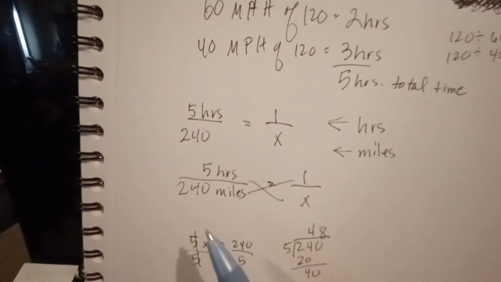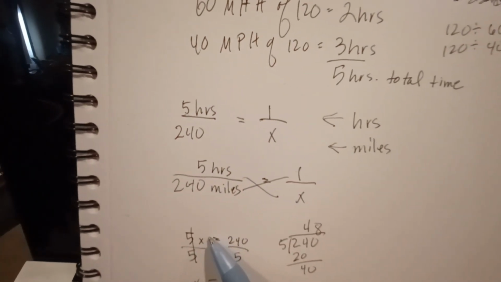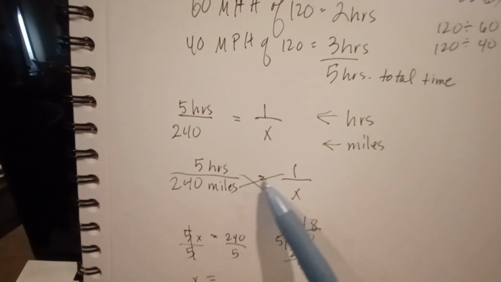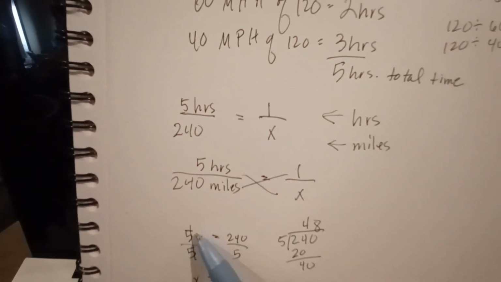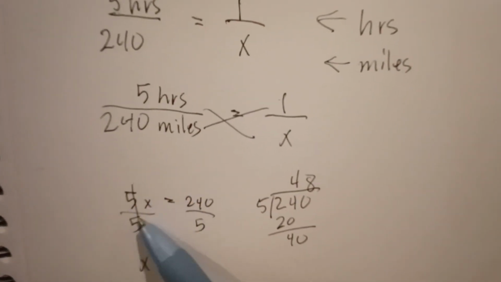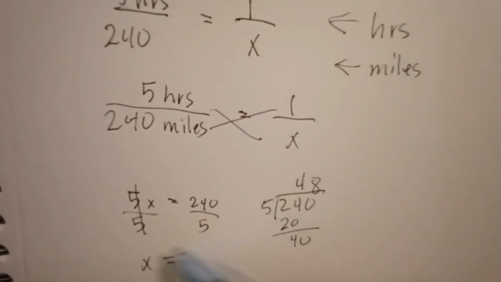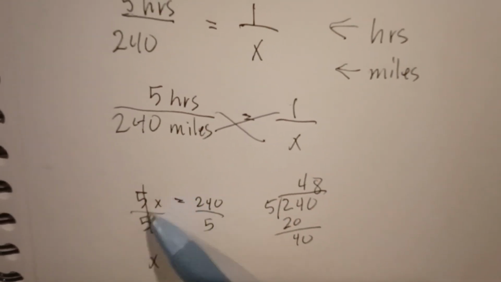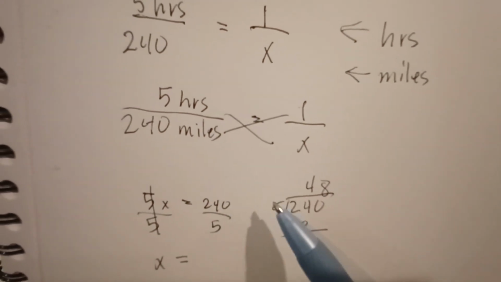First thing I did was I got 5x, which I wrote right here, equals, cross multiply again, 240, right? So I divide both sides by 5 because I want to get rid of the 5 and isolate the x. Once I do that, I say x equals, then I go to find out what is 240 divided by 5.